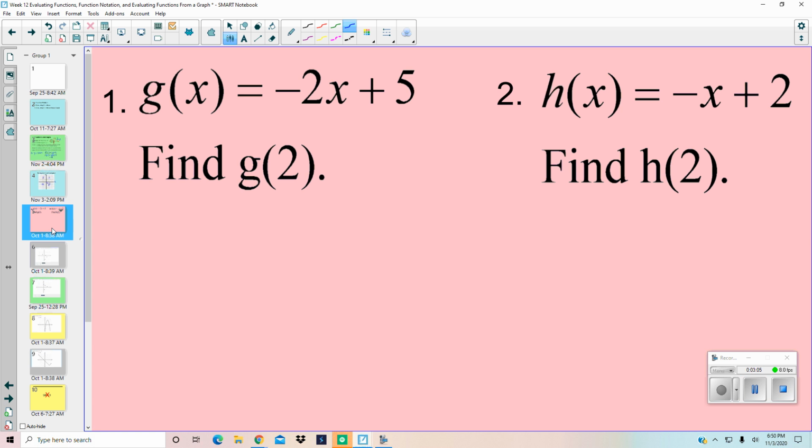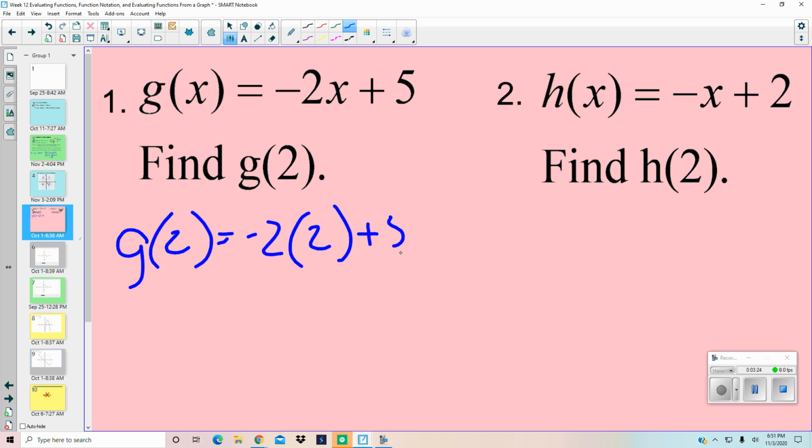So now the first part of the assignment is evaluating, and the function can be named by any lowercase letter. Okay, so the function g is written g of x equals negative 2x plus 5. So if I'm finding g of 2, then I'm going to put 2 in for x, multiply, so I get negative 4 plus 5, which is 1. So g of 2 is 1. Okay, so that would be the ordered pair, 2, 1.